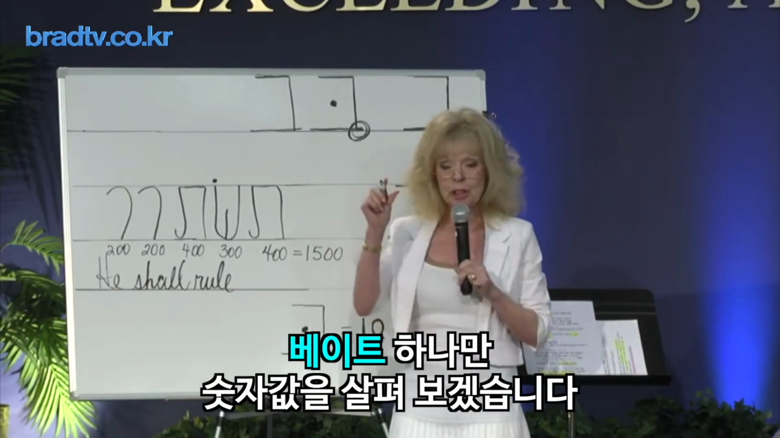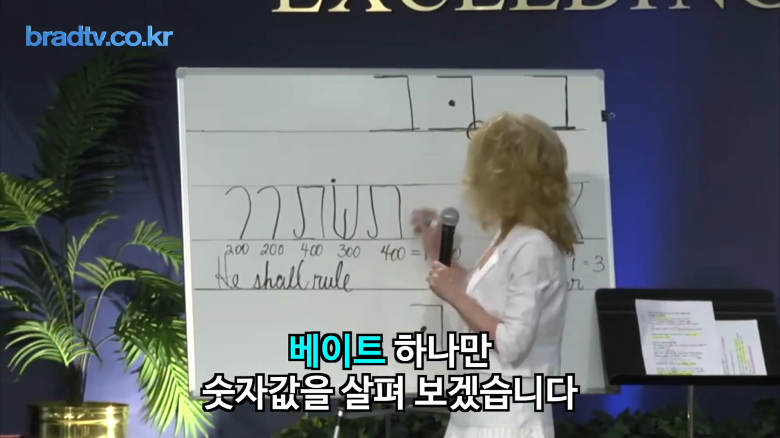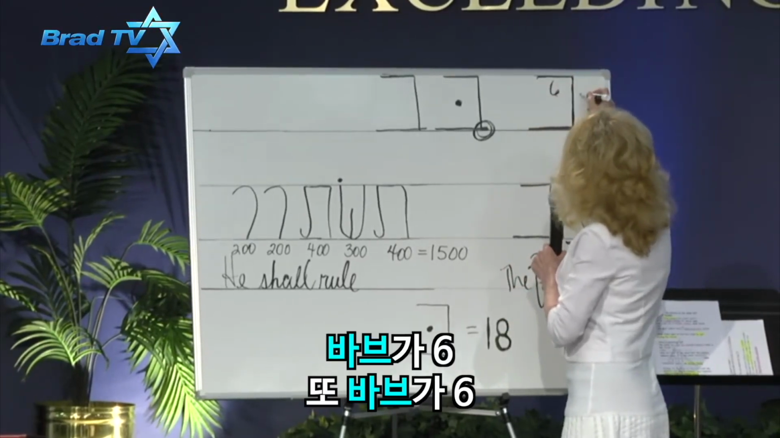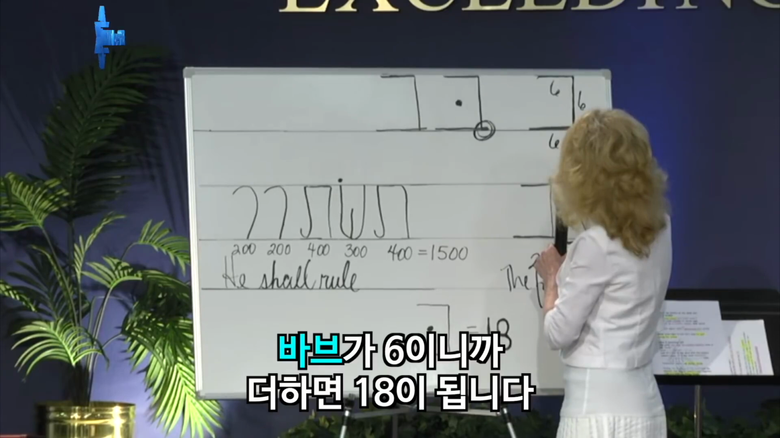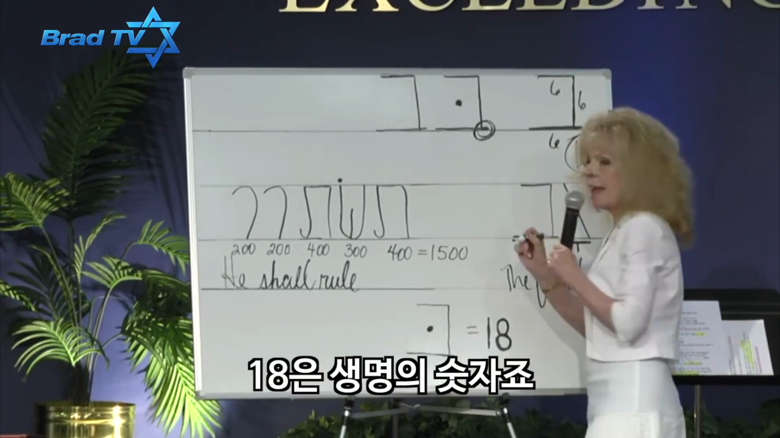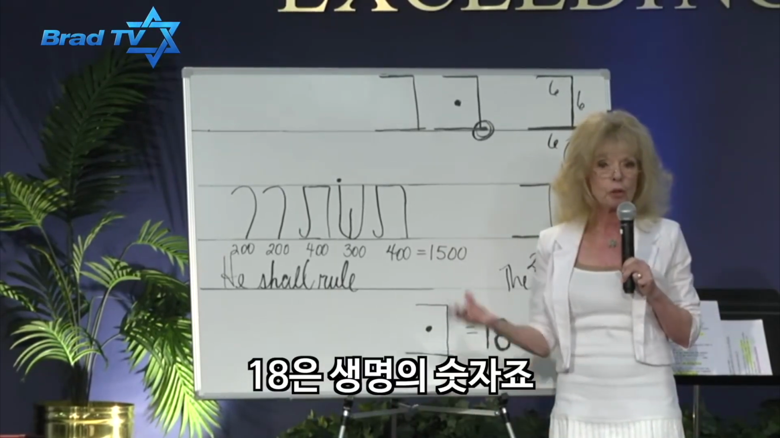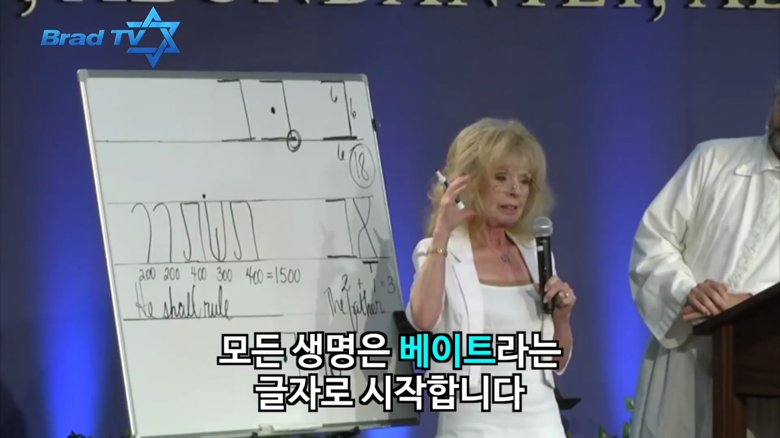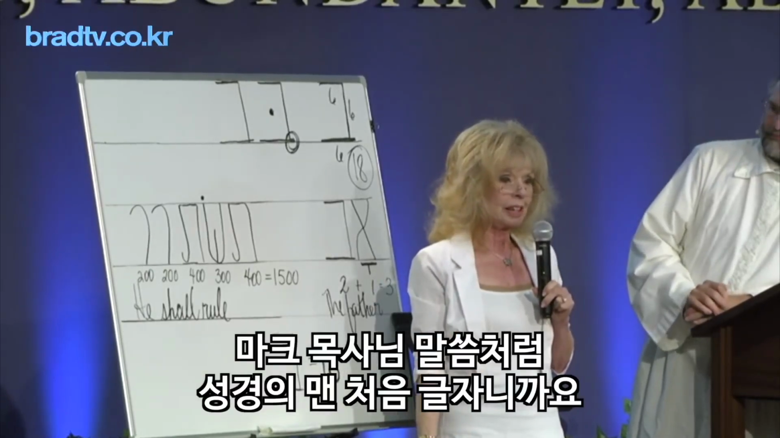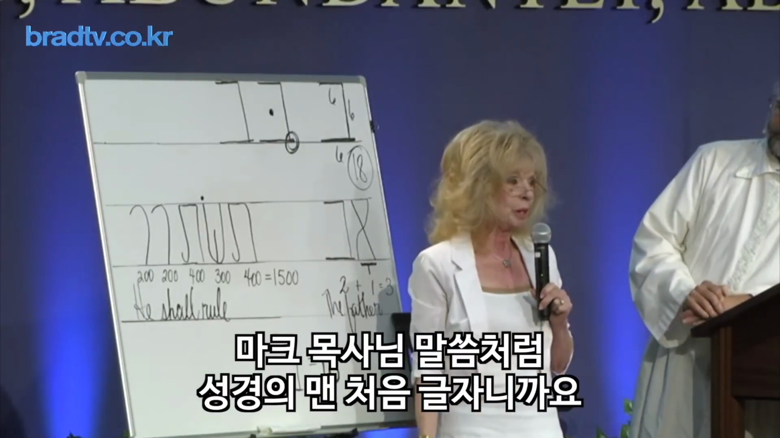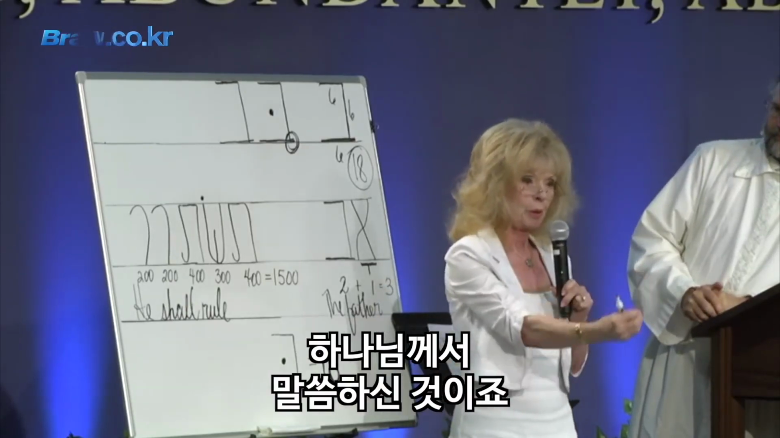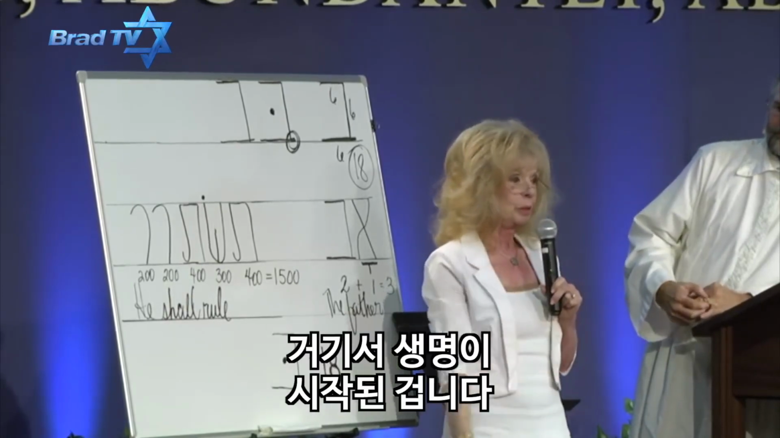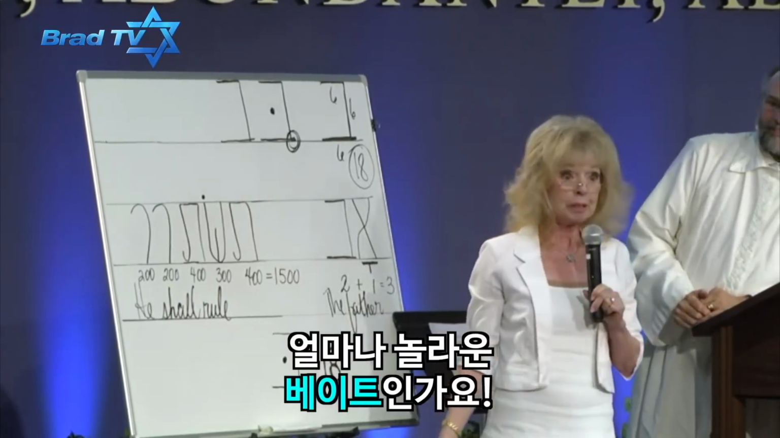Okay, let's do the numerical value of just the bait all by itself. You have a vav here, which is 6, a vav here, which is 6, and a vav here, which is 6, which equals 18. 18 is the number for life, and all life began with the letter bait. It is the very first letter of the Bible, as Pastor Mark said, and it's where he spoke. And you felt the force of the breath on the back of your fingers. His word brought life. And that's our fabulous letter bait.